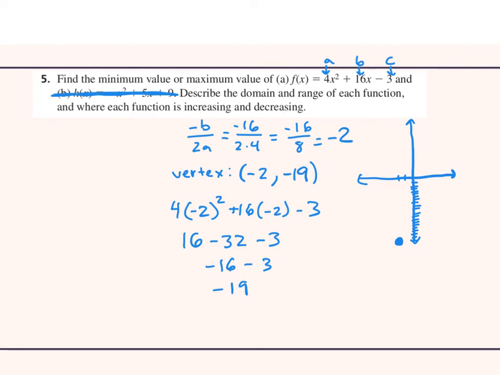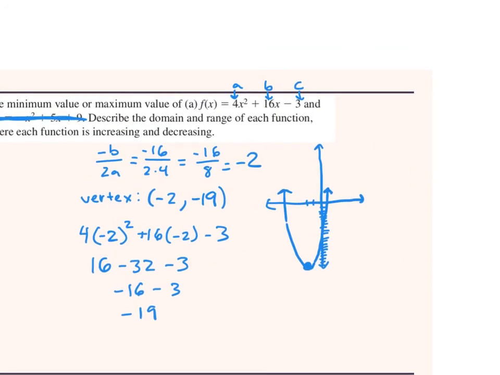Does our graph open up or open down? It opens up because our A is positive. All right, so now do we have a max or a min here? A minimum. And what is our minimum value? Negative 19, awesome. We get the minimum from our y value. So it would be negative 19.